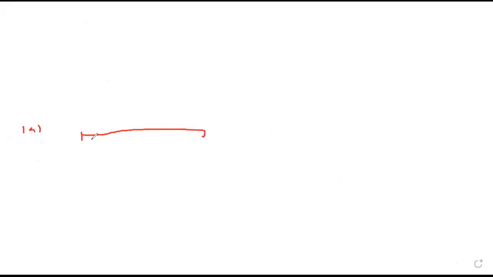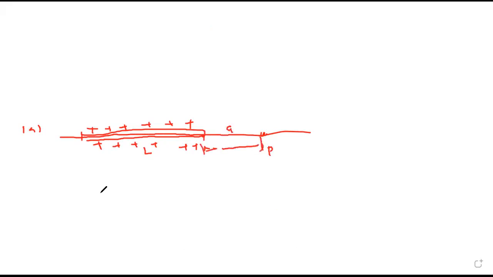Suppose this is a thin conductor of length L and charge is distributed on its body. Then along its axis there is one point P at distance A from the nearer end. We want to find the intensity. It is K lambda, where K means 1 upon 4 pi epsilon 0, into 1 upon A minus 1 upon A plus L.